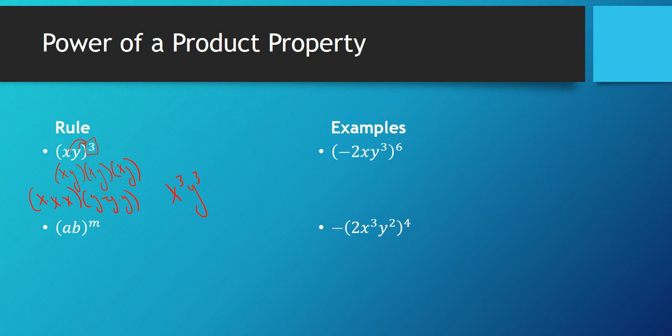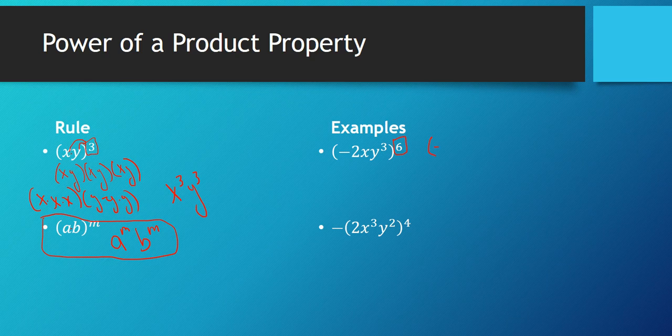So the general rule, if I have 2 terms, say a and b raised to the m power, I do a to the m power and b to the m power. Okay, so let's try an example. I have this exponent of 6 outside, so it needs to go to every single term inside.